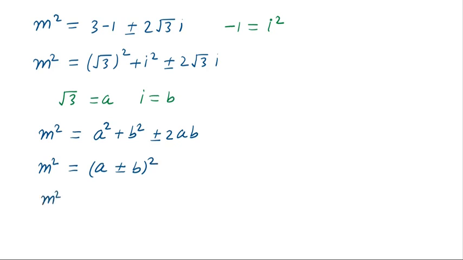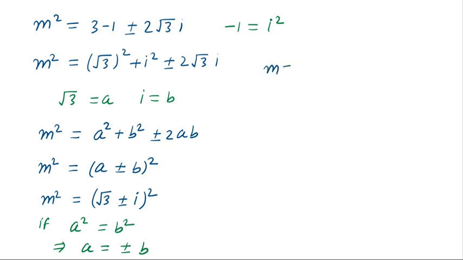On the left hand side, m square is equal to, replace this a by square root of 3 plus minus, replace this b by iota, whole square. Now we know that if a square is equal to b square, this implies a is equal to plus minus b. According to this rule, we can write m is equal to plus minus square root of 3 plus minus iota. Here we have another solution.